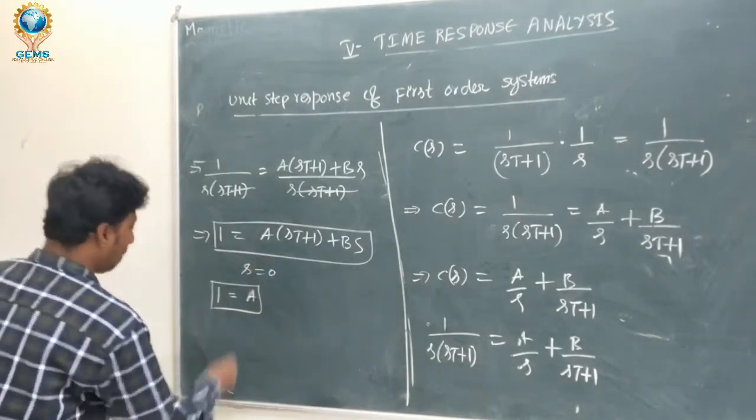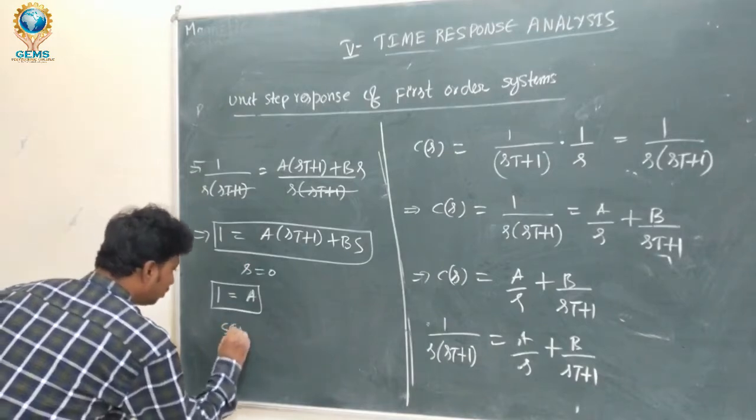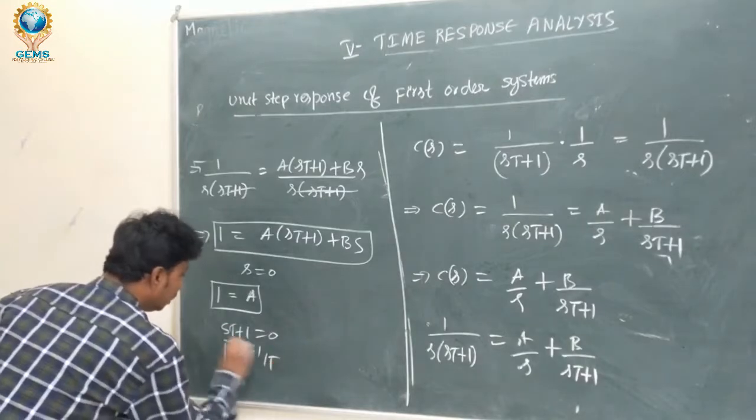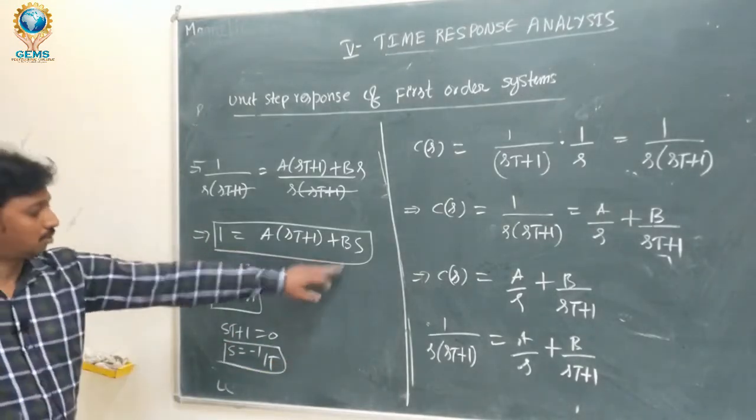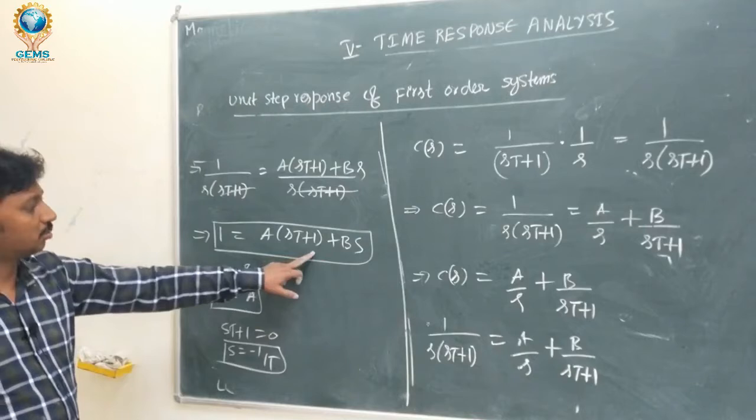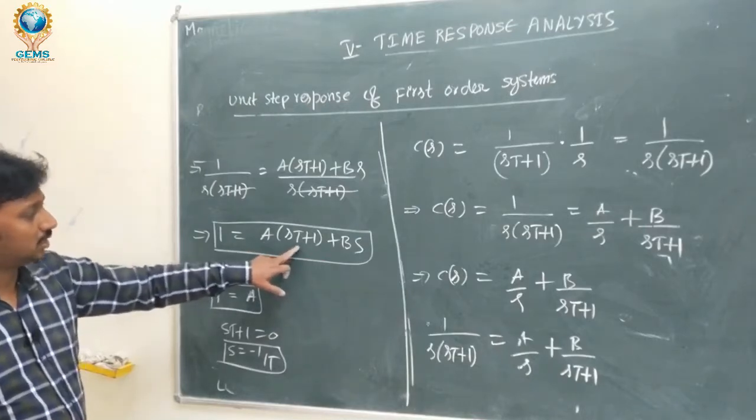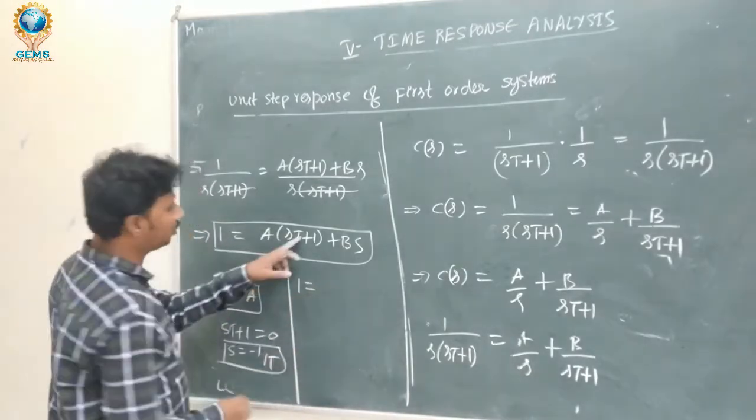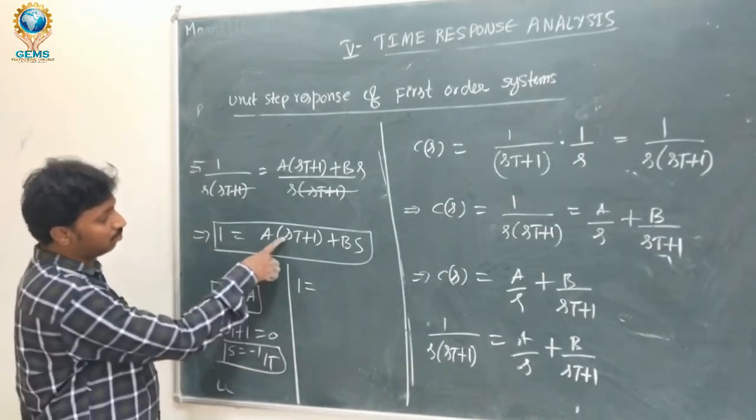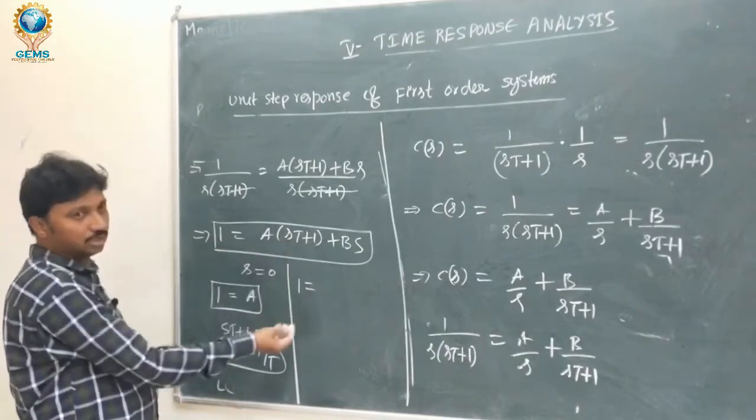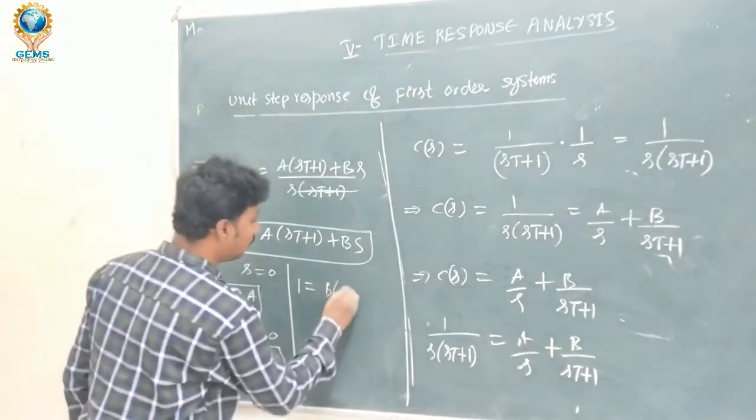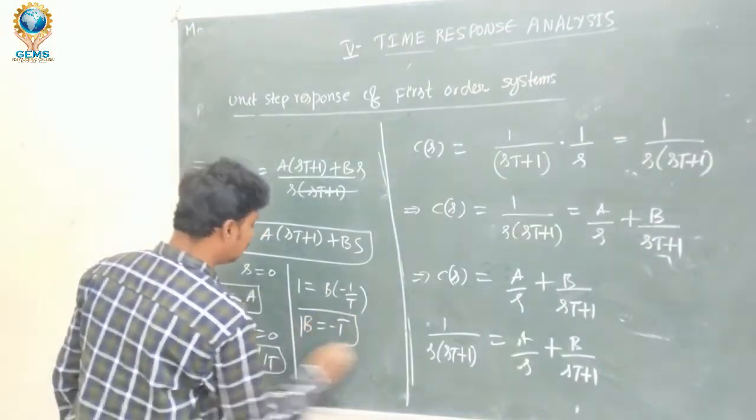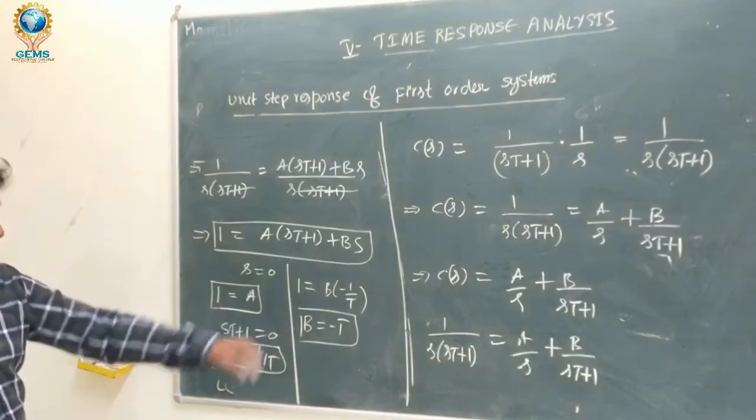Second, ST plus 1 is equal to 0, so you need to find S. So S is equal to minus 1 by T. You substitute S is equal to minus 1 by T in this equation. When you substitute, this will get cancelled. Minus 1 by T, T gets cancelled, minus 1 plus 1, so A into 0. So B into minus 1 by T. Therefore, B is equal to minus T. So A is equal to 1, B is equal to minus T.